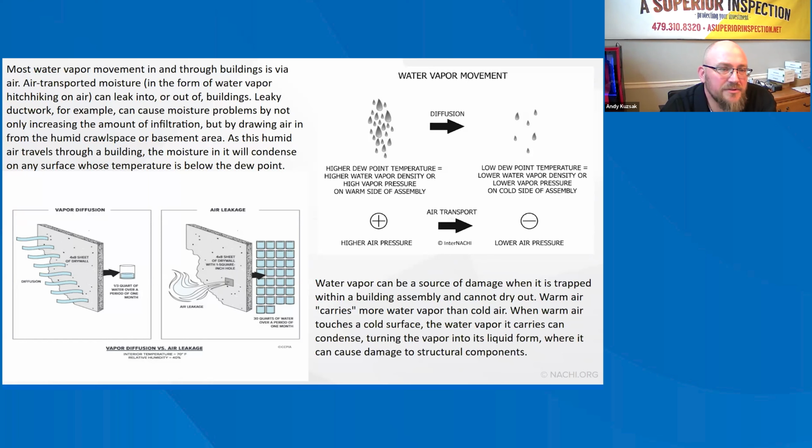As this humid air travels through a building, the moisture in it will condense on any surface whose temperature is below the dew point. Water vapor can be a source of damage when it is trapped within a building assembly and cannot dry out. Warm air carries more water vapor than cold air. When warm air touches a cold surface, the water vapor it carries can condense, turning the vapor into its liquid form, where it can cause damage to structural components.